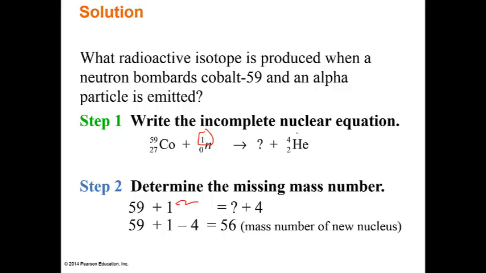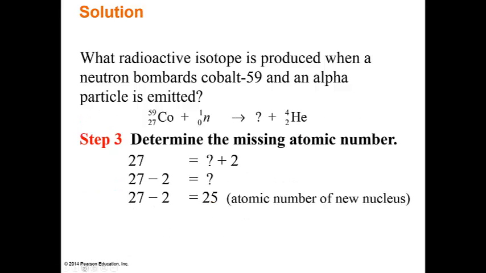But we also have an alpha particle coming off. So what's going to happen? It will then decrease by 4. So if we say 59 plus 1, well, net 60. But then because we have an alpha particle coming off, we're going to drop down 4. So that is how we'll deal with the atomic mass.